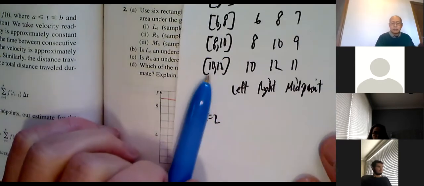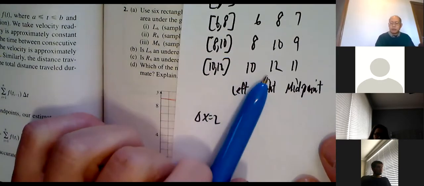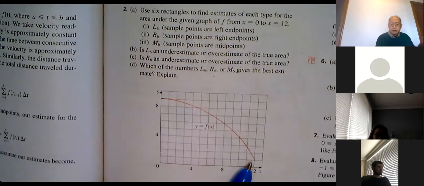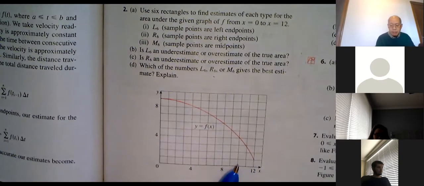The very last one, between 10 and 12, if I pick the right endpoint, I would choose 12. So I go straight up to there, and this is my rectangle, and I'm losing all of this area right here. Right? It's supposed to be like this. I'm only getting this. So that's an underestimate.